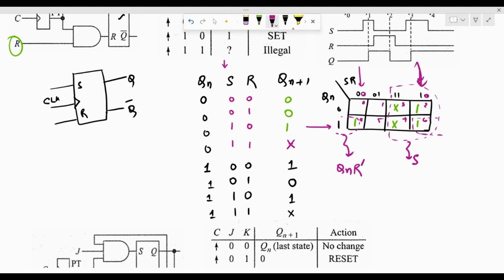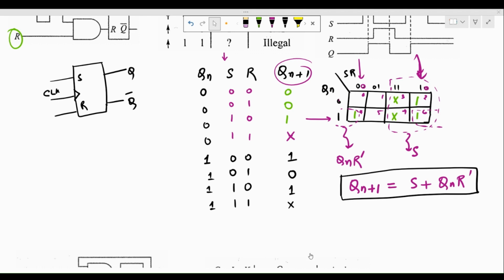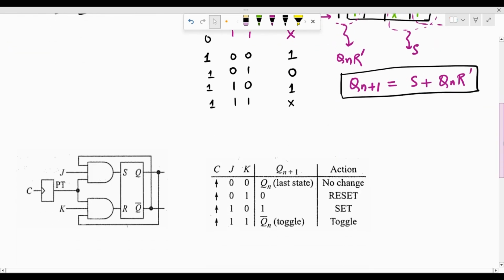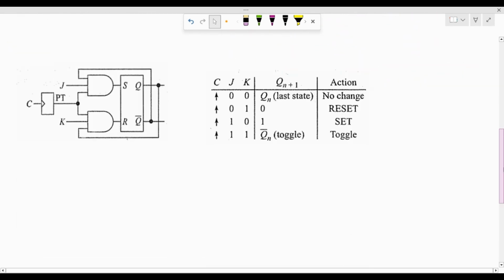Now, putting together the expression for both the groups, the expression for the next state, Qn plus 1, for the SR flip-flop is going to be S plus Qn R dash. So this is the characteristic equation of the SR flip-flop. Let's move on to the JK flip-flop and try to obtain the characteristic equation.